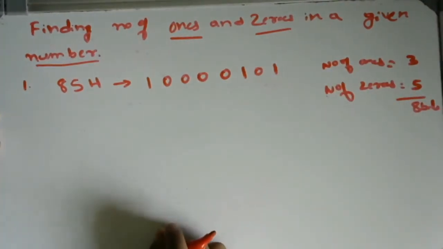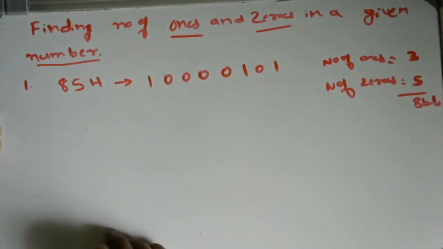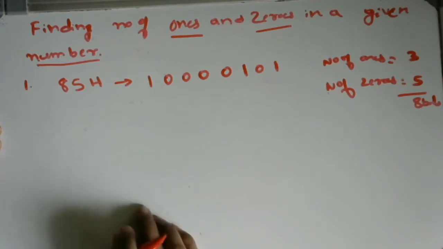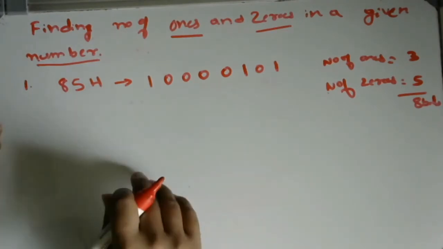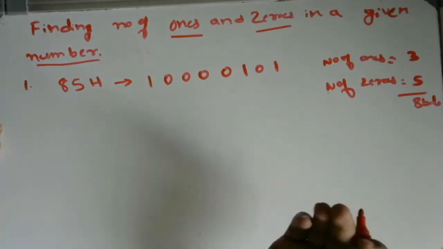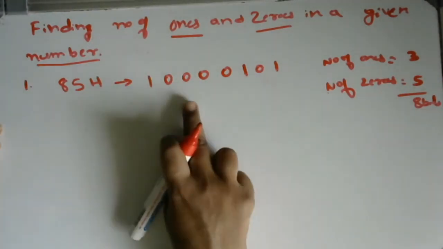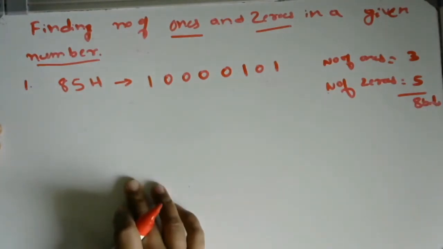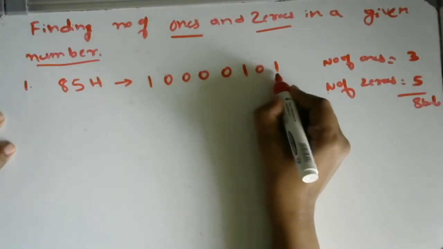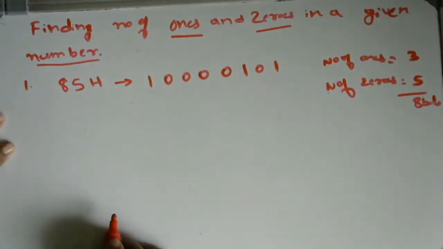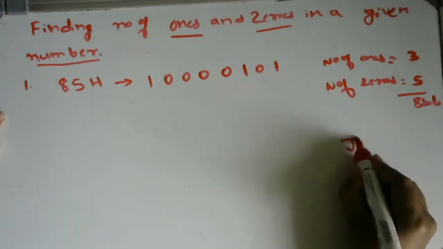Now we'll see how to implement this in an 8051 program. Before writing the program, first we need to identify the logic, in what way we need to write the program so that the microcontroller can identify how many ones and how many zeros there are. For that, we will copy each bit into the carry flag, and then we can check the carry flag by using the instruction JC.